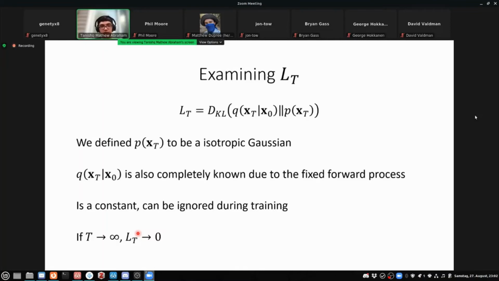Okay, so as I mentioned earlier, this L_T loss term can essentially be ignored because we already defined this p(x_T) to be an isotropic Gaussian. Basically, that means we have a reverse process which starts out from pure noise. That's what we define it to do. So the distribution for x_T for the reverse process is an isotropic Gaussian. It's pure Gaussian noise. And we also already knew what this q(x_T) is based on the fixed forward process, and it's a constant. And also, as T goes to infinity, those distributions will be similar enough that the term will go to 0. Is that all correct, Catherine?